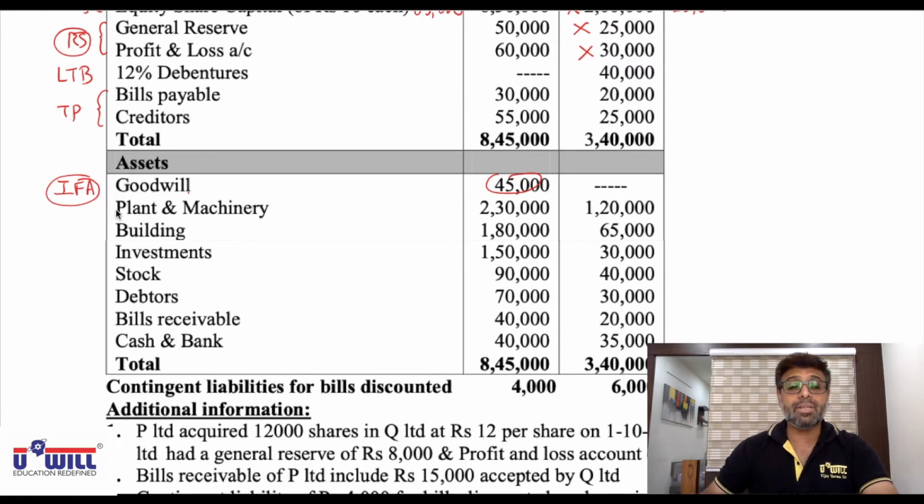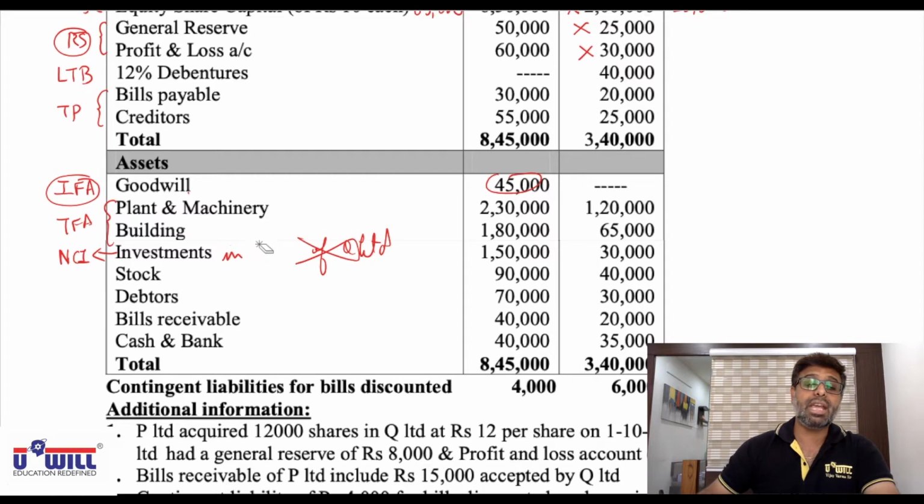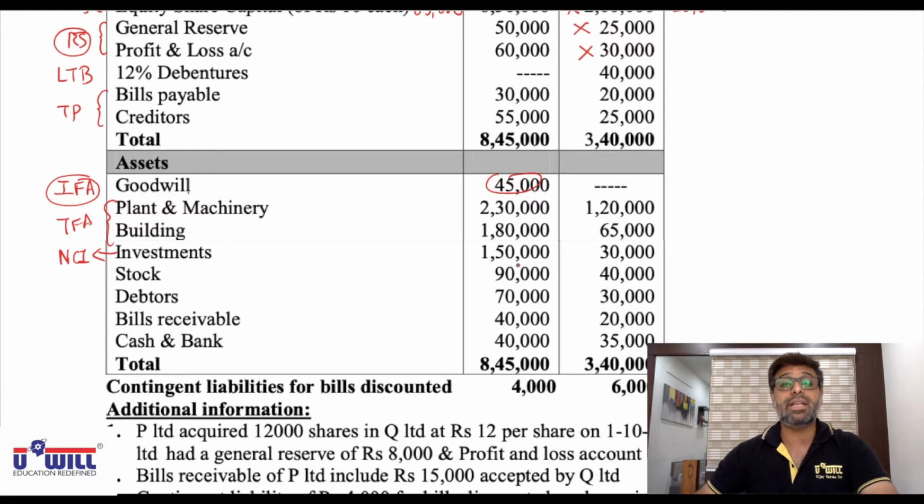Next, plant and machinery and building will come in tangible fixed assets and will add all the 4 amounts. Investments 1,50,000 and 30,000 will come in non-current investments. Important point to be noted here is don't cross investments. I repeat, don't cross investments, because is it mentioned here investments in shares of subsidiary company Q Limited? Is it mentioned? No, it is not mentioned. So we cannot assume that all the investments of 1,50,000 are in the shares of subsidiary company only. This investments can include some outside investments also.